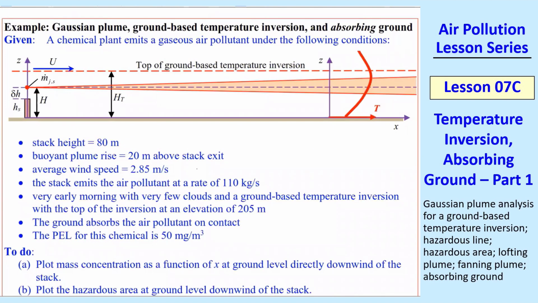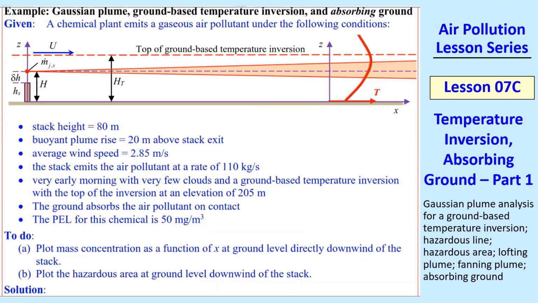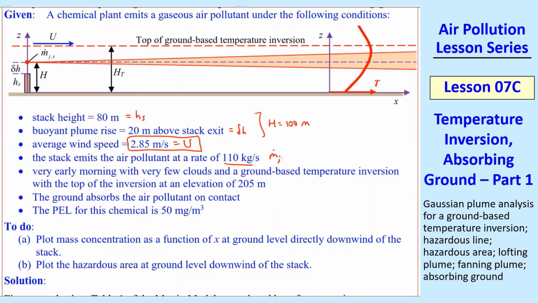Chemical plant emits a gaseous air pollutant. I'm going to use pretty much the same numbers as our example that we've been using all along here. I just picked these kind of at random and I keep using them. So we still have 80 and 20, and our capital H is then the addition of those, so 100 meters. I did change the U. It turns out that you typically have these fanning plumes and temperature inversions when the wind speed is less than about 3 meters per second. So I changed that. We still have the same m.js as before in our previous examples, so we can do some comparisons.